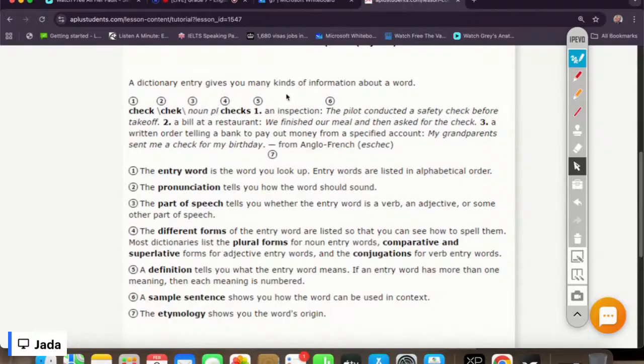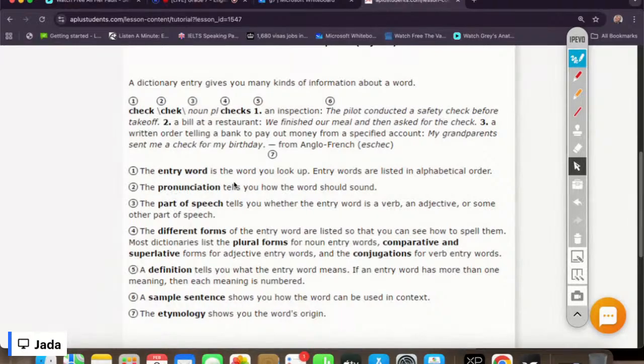Alright, so a dictionary entry gives you many kinds of information about a word. So we have check, and it's a noun. We have three explanations for check. The first is an inspection: the pilot conducted a safety check before takeoff. Then a bill at a restaurant, the check you get after eating. And also a written order telling a bank to pay out money, a specific amount that you should get from the bank.